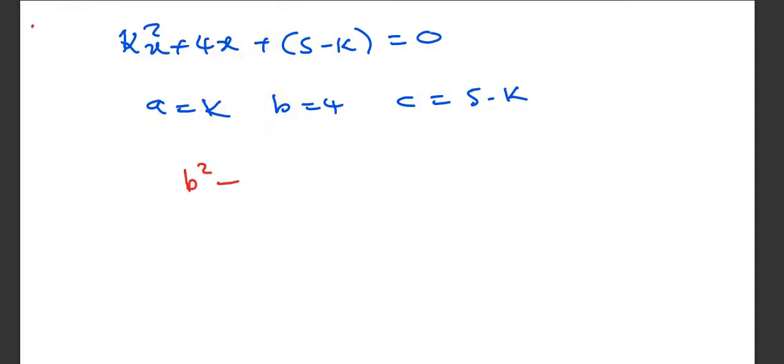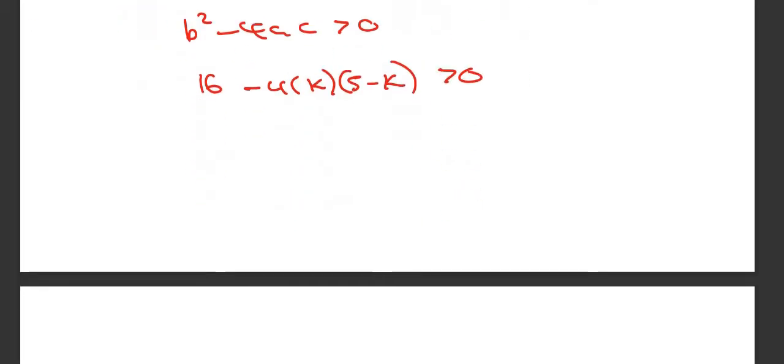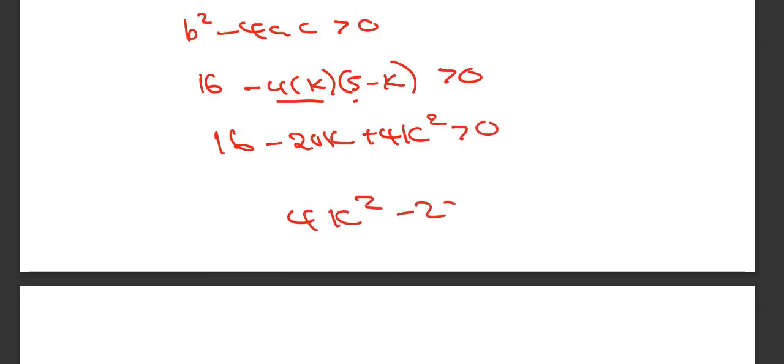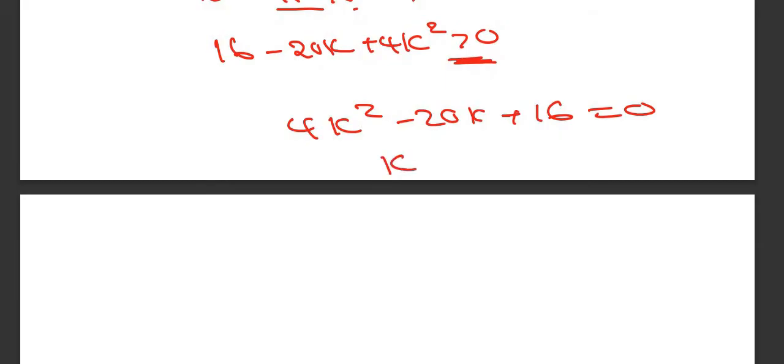Now if we do the replacements, this has to be greater than 0 because there are two real roots. So this is going to be 16, then minus 4 times a times c, where we have 5 minus k. This gives 16 minus 20k plus 4k squared. This is just 4k squared minus 20k plus 16. You can equate it to 0. When you solve this, we can divide everything by 4 to lessen the burden.